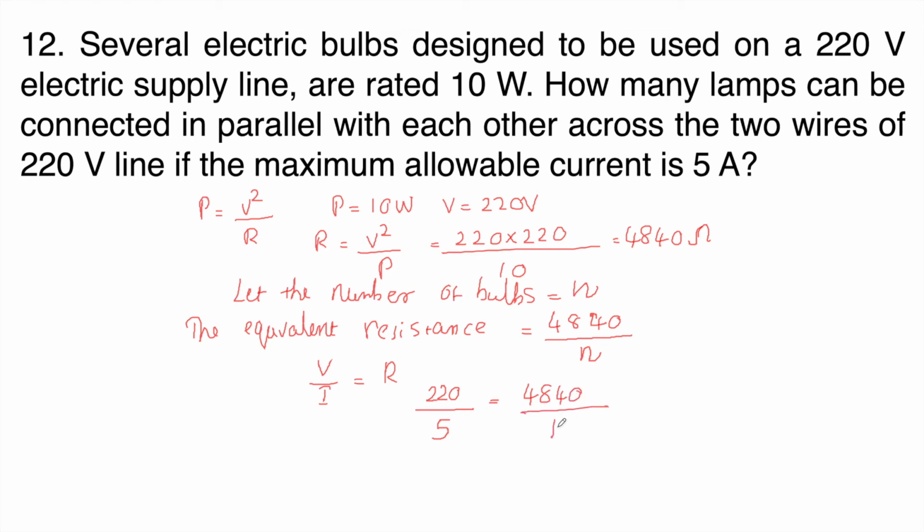4840 by n. Okay, so n will be 4840 into 5 by 220. Okay, by solving this we will get 110. Okay, so 110 lamps can be connected. Okay, this is the answer.